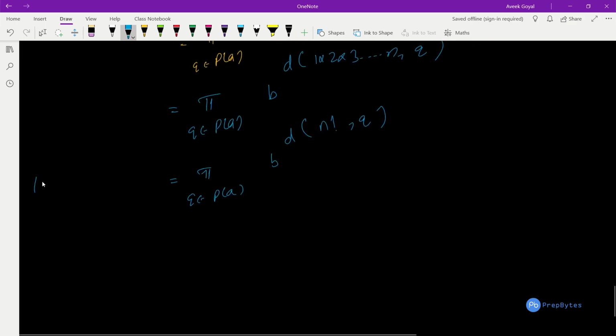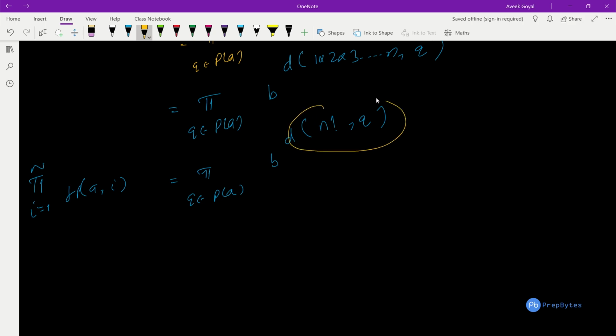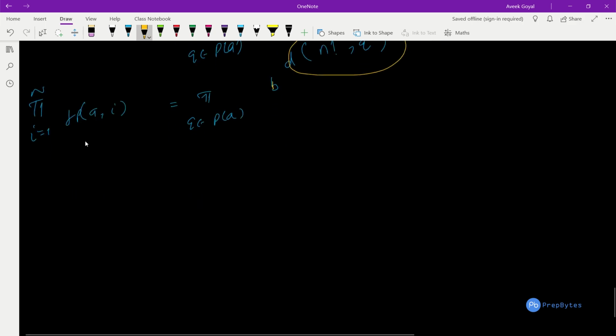So this is what the question is asking us to solve, f prime of a comma n. We have narrowed down the equation to this. So for each q, we'll find the value of d of n factorial comma q. We'll substitute that value into our b, so we will find b to the power of that number, and we will keep on multiplying.